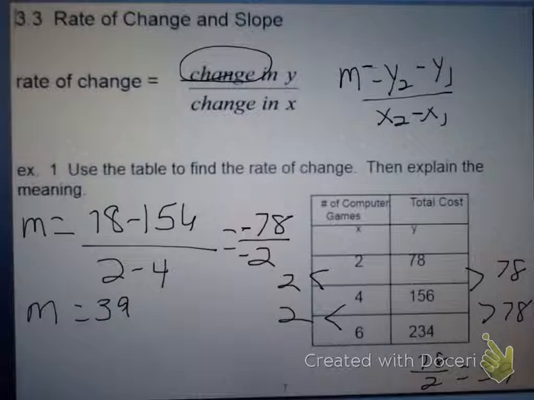And rate of change, that means every computer game, if you look, this X stands for the number of computer games, and the total cost was Y. So it looks to me like every single computer game cost $39. So that is the rate of change. Usually when you're dealing with money, it's referred to as rate of change and not slope.